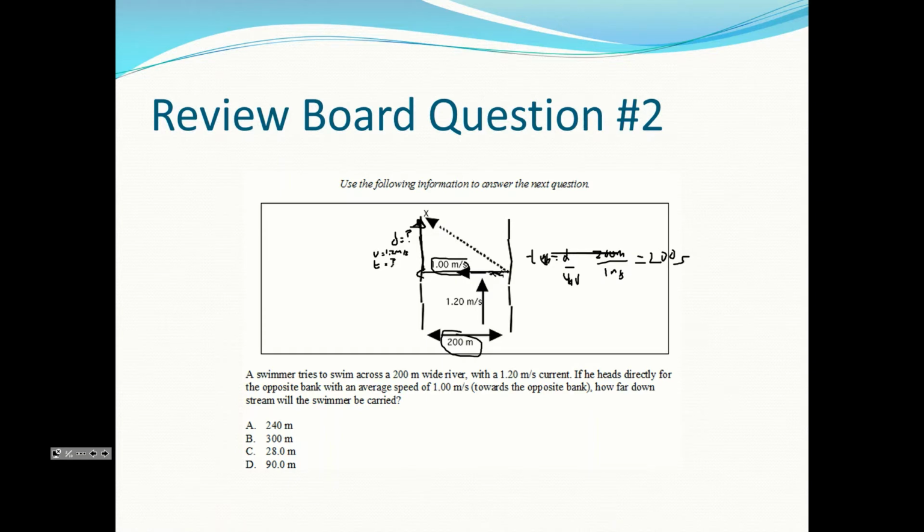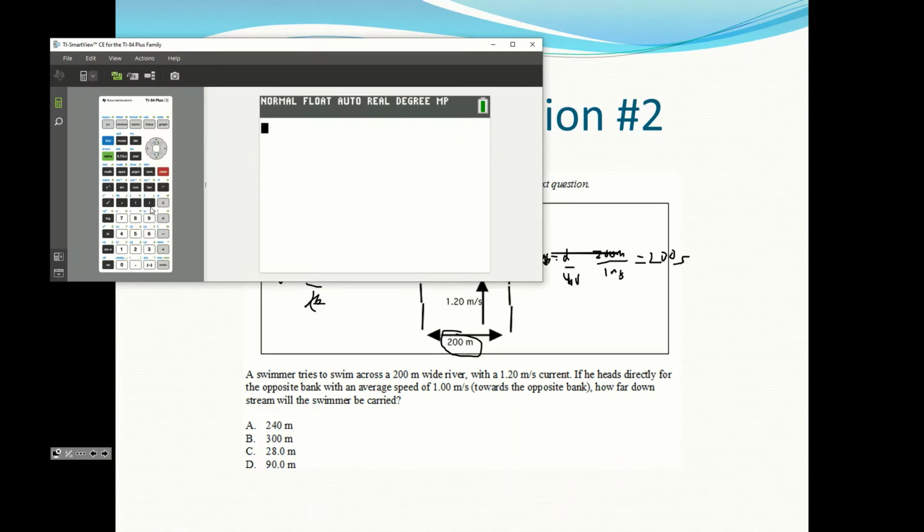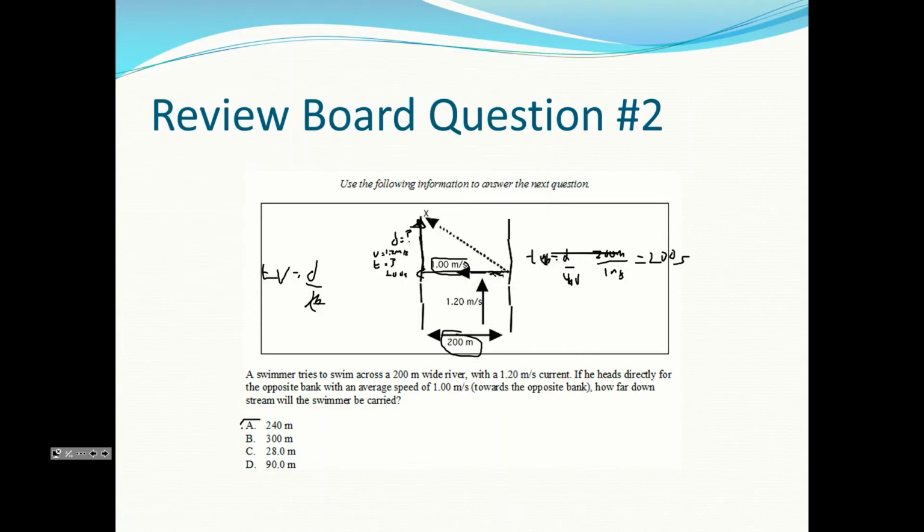So that means he's going to be traveling downstream for 200 seconds. So again, if we use v equals d over t, move my t up top, this t is going to be 200 seconds as well. So I just have to go the speed, which is 1.2 times 200 seconds, and I end up getting 240 meters downstream. Okay, that's how you do those ones.